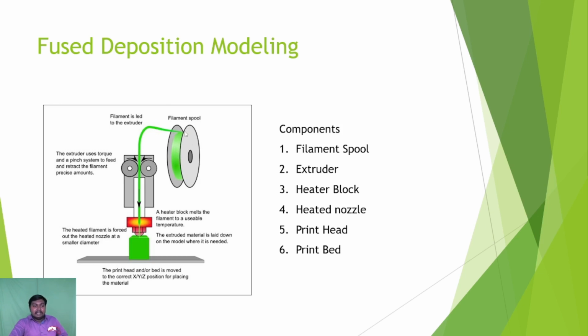First of all, we can see in the diagram, the filament spool is readily available in the market, and it consists of an extruder, which uses a torque and pitch system to feed and retract the filament in a precise amount, and it contains a heater block to melt the filament to a usable temperature, and finally the extruded part will be printed on the print bed.